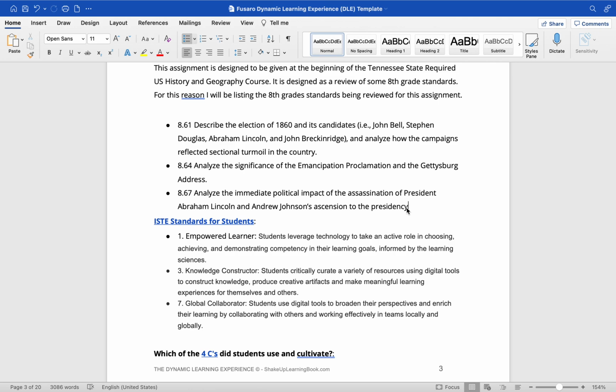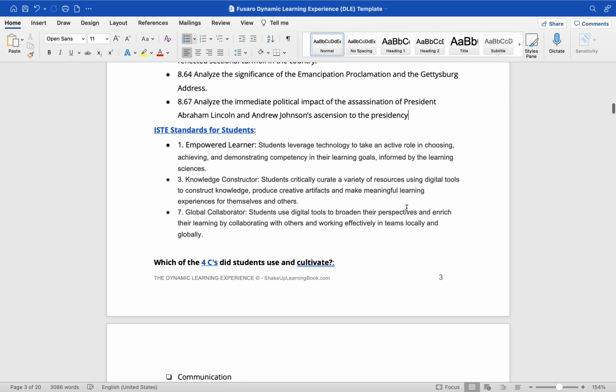So the ISTE standards for the students, there are 3 of them that will apply. The empowered learner. So students will leverage technology to take an active role in choosing, achieving, and demonstrating competency in their learning goals, informed by the learning sciences.